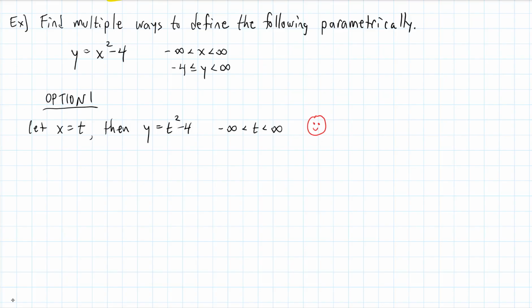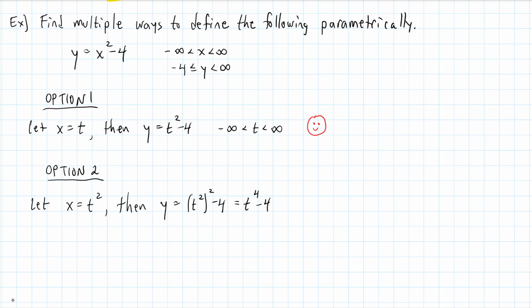I like that option. But are there other options? Well, let's see. Option 2. What if we let x equal t squared? Would that work? Well, then y would be, so x is t squared, so it'd be t squared squared minus 4. So y would be t to the 4th minus 4. Okay, well, let's try it.